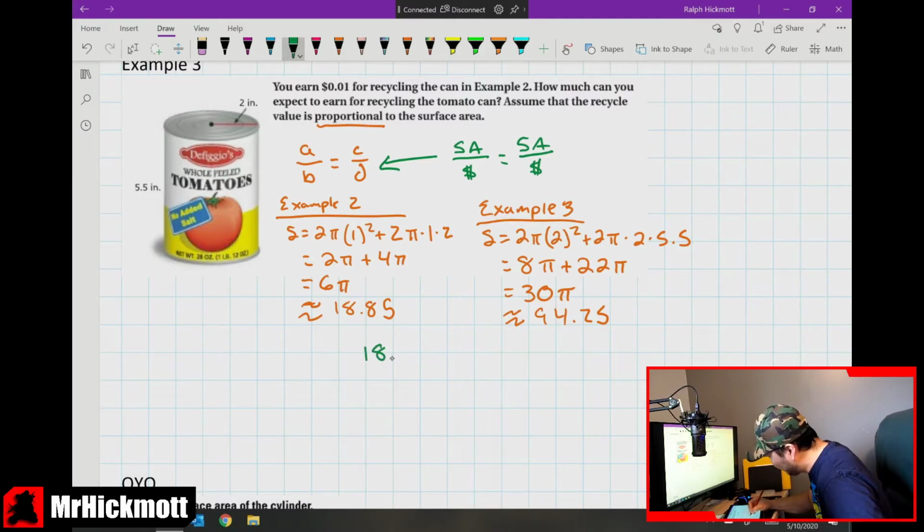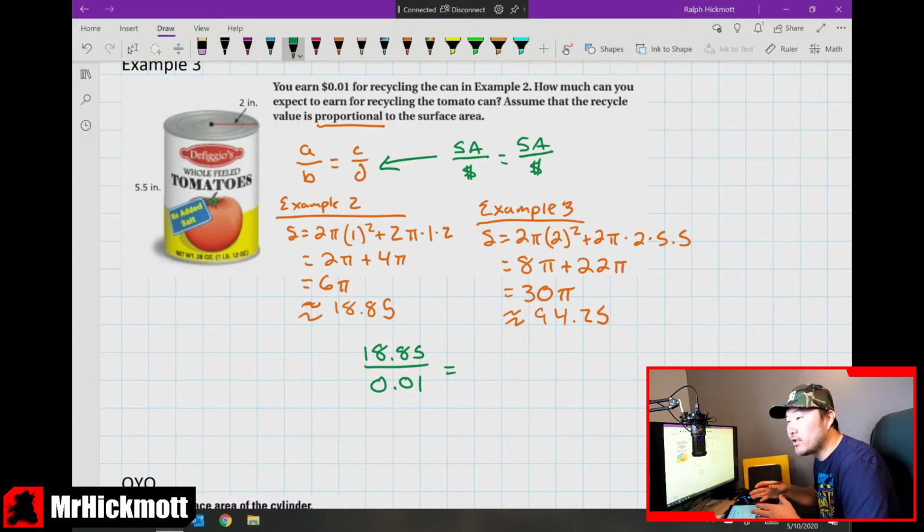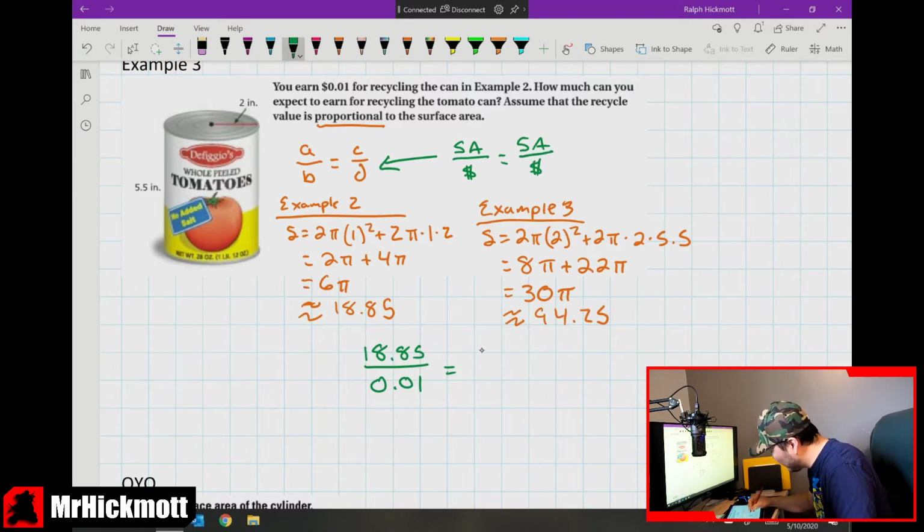And it comes out to be 18.85 over x. That's what I'm trying to find from example 2. And oh, wait, nope. Let me go and double check that. It should be 0.01. Apologies for that, because you're already given that it's 1 penny for example 2. I'm trying to find example 3's surface area cost. So with that being said, let's go ahead and set it up and verify.